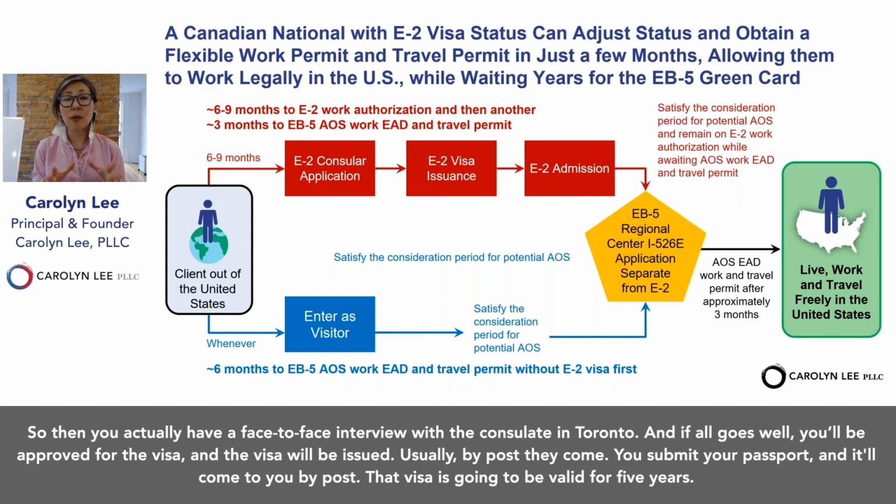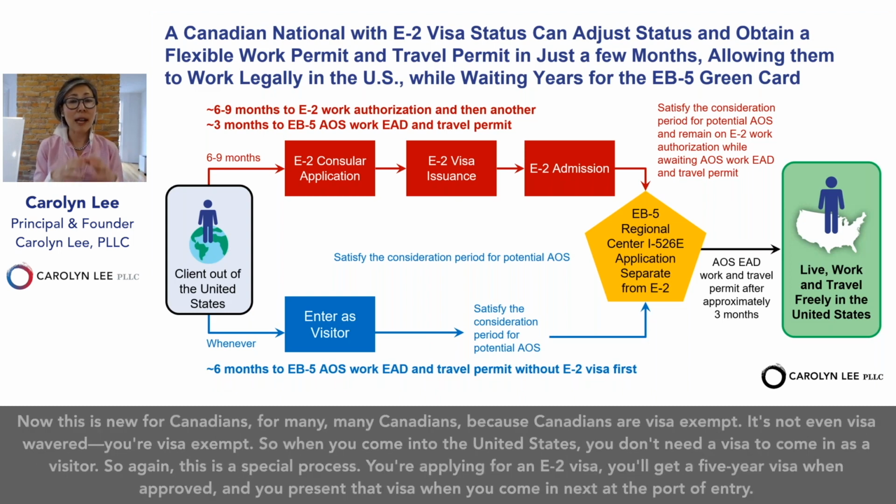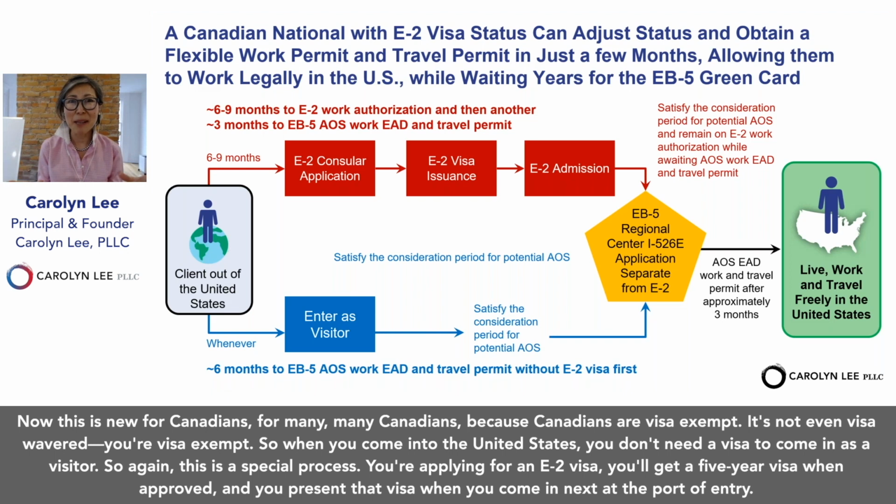That visa is going to be valid for 5 years. Now, this is new for many, many Canadians, because Canadians are visa exempt. It's like not even visa waivered, you're visa exempt. So when you come into the United States, you don't need a visa to come in as a visitor. So again, this is a special process. You're applying for an E-2 visa. You'll get a 5-year visa when approved. And you present that visa when you come in next at the port of entry.